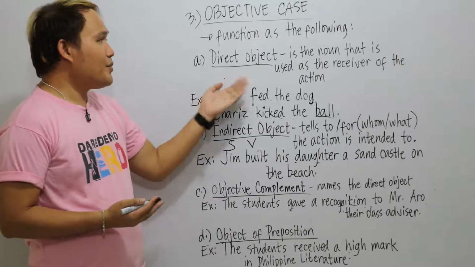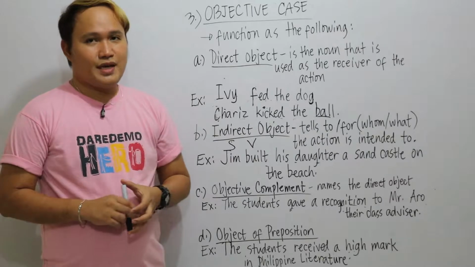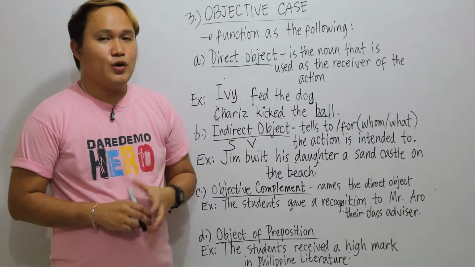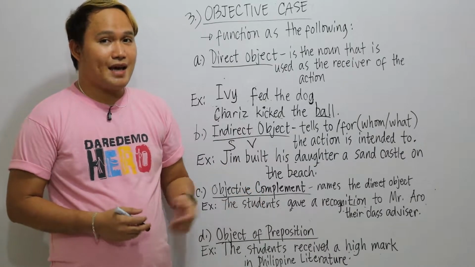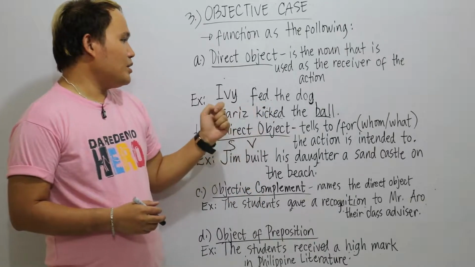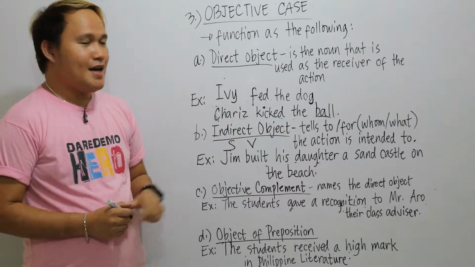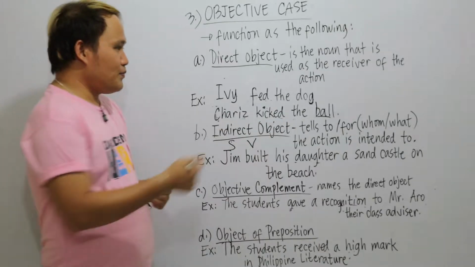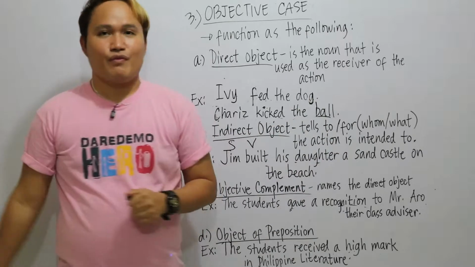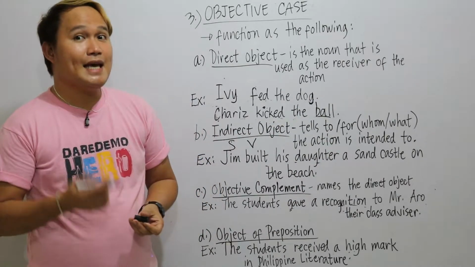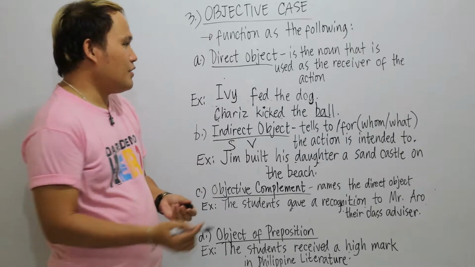Now for direct object, it is a noun that is used as the receiver of the action, or the one who receives the action. We have here an example: Ivy fed the dog. So I have a question for you. What or who did Ivy feed? It is the dog. Very good.